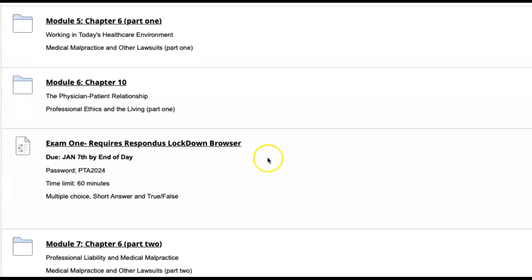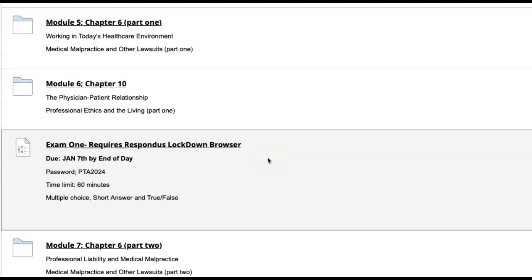Of course, you have to finish that final exam before moving on to Module 7. But Module 7 is really interesting. We're going to talk about professional liability and medical malpractice, other lawsuits, Part 2. So there's some great information in here, especially from the aspect of healthcare.